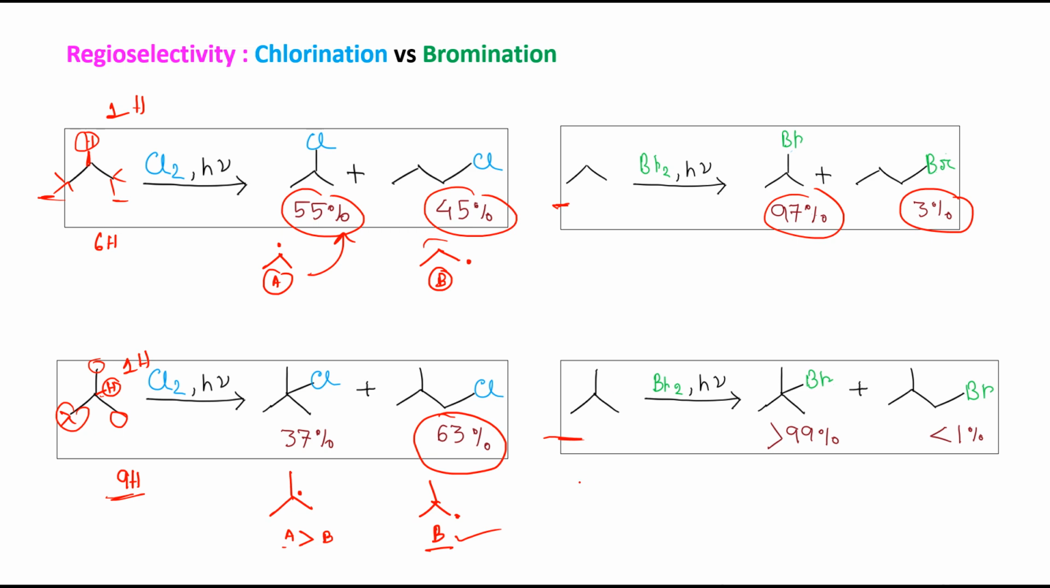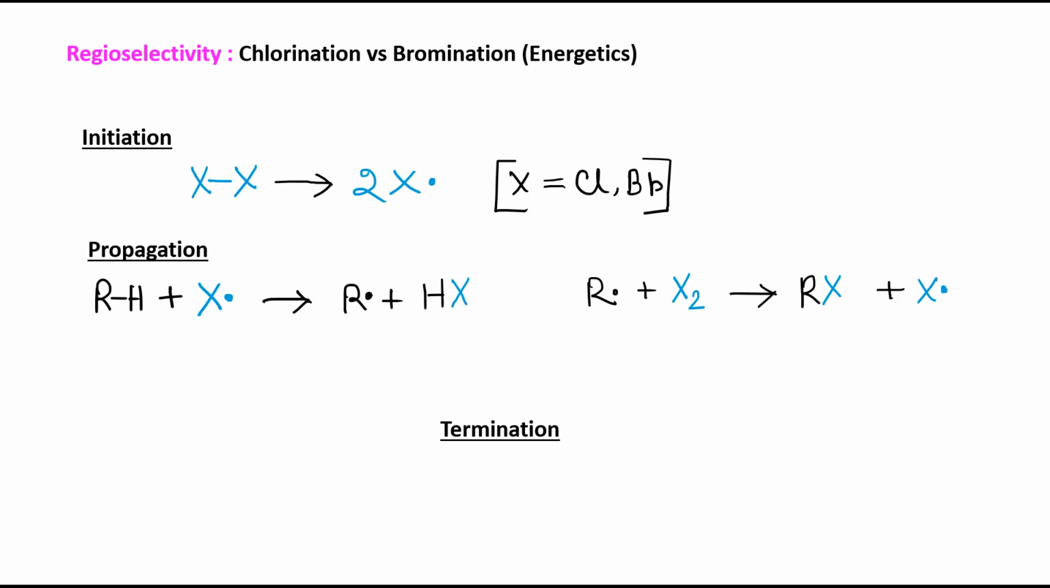And if we consider the second substrate, though there are a total of nine primary hydrogens, still the selectivity is greater than 99%. So this compound will be the major product. Now why in bromination are we getting more regioselectivity? If we want to know that, we have to consider the energetics.